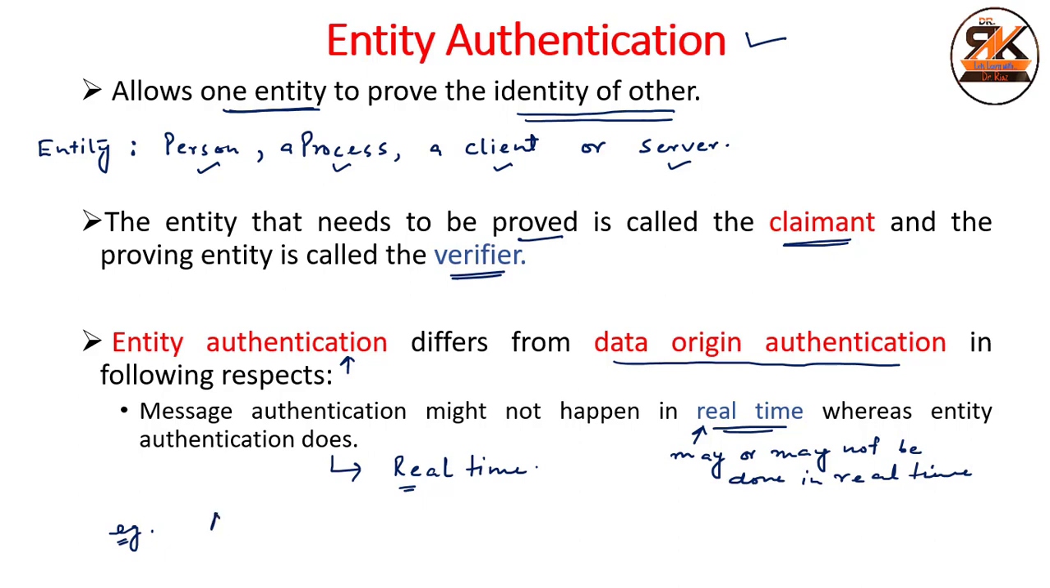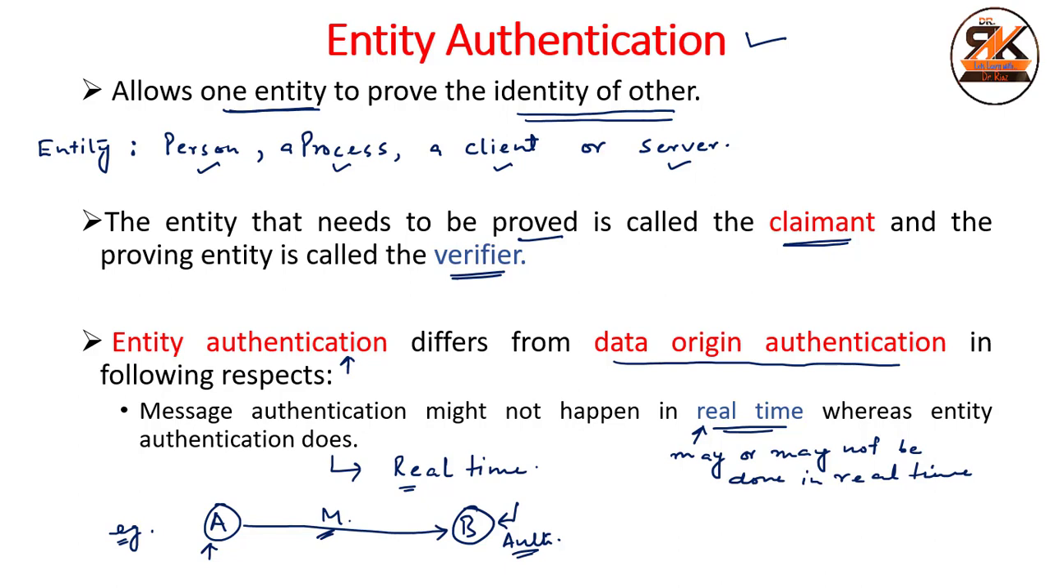When we have Alice here and we have Bob here, Alice sends a message to Bob, and when Bob tries to authenticate this message, Alice may or may not be present at that time. But if it is a case of proving the identity, or the entity authentication of Alice, in that case Alice needs to be online to take part in the entity authentication process.